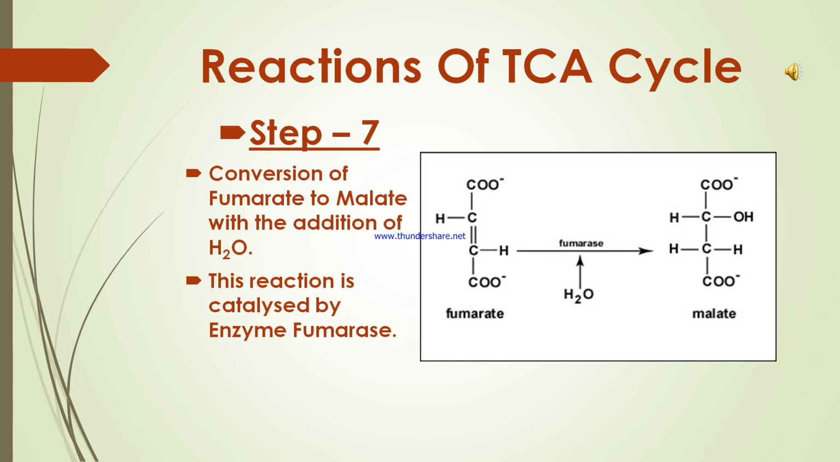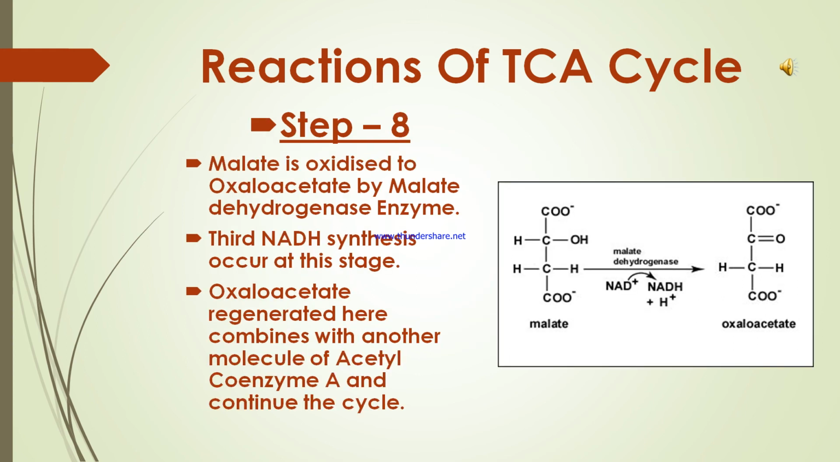As you can see, step 7 involves conversion of fumarate to malate with the addition of water in the presence of the enzyme fumarase. In the last step, malate is oxidized to oxaloacetate by malate dehydrogenase and closes the cycle. A third NADH is synthesized at this stage. Oxaloacetate regenerated here combines with another molecule of acetyl coenzyme A and continues the cycle.